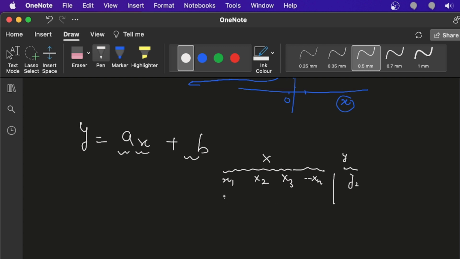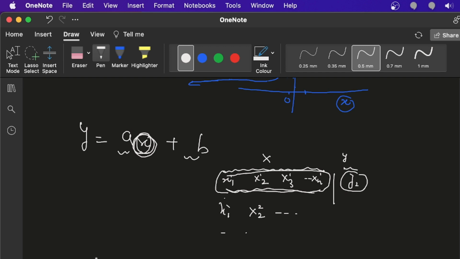Sorry. x1 with 1 1 1, then x2 for the second data point, and so on. So this is your input, and for this input, this is your output. Okay, so you will get the output. When you choose x, it is not a single value, guys. It is a vector.